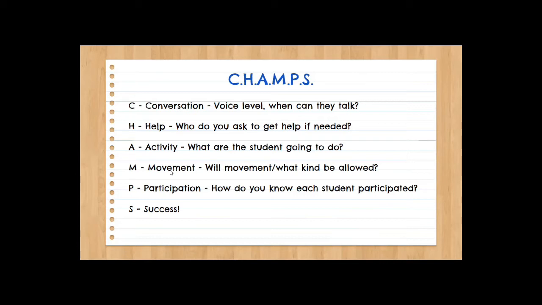P is for participation. How do you know each student participated? What is the end product that you will see so that you know that the students participated in the activity? And all of that will lead to success.